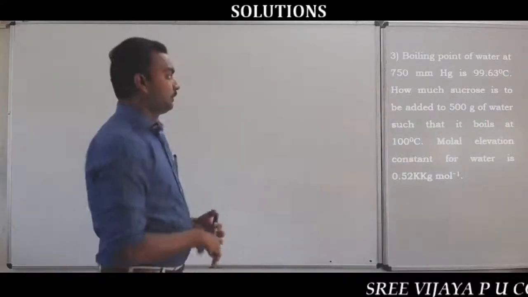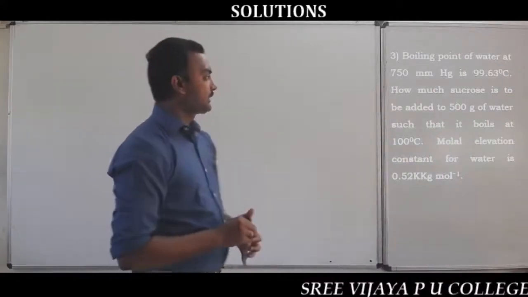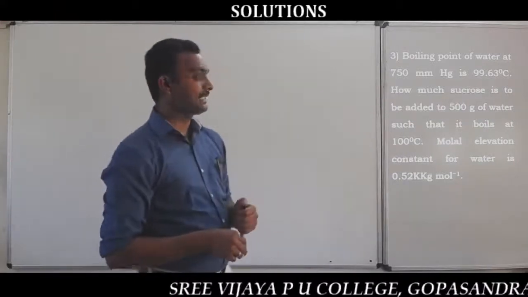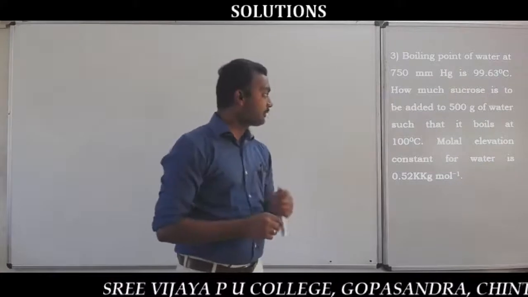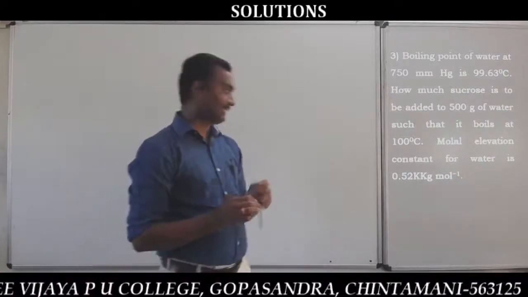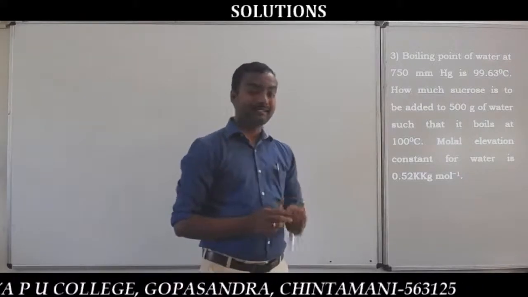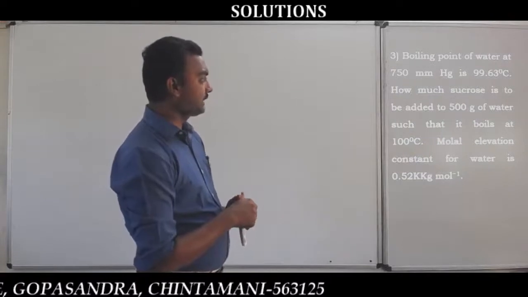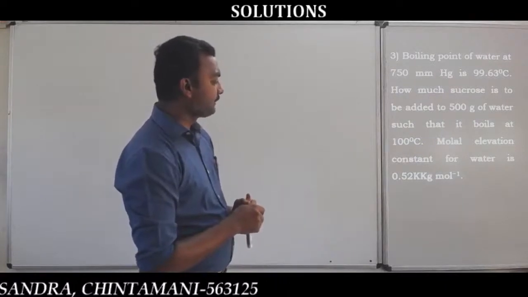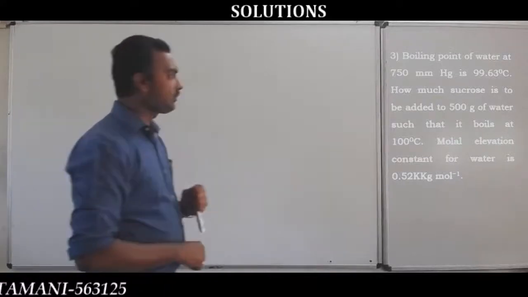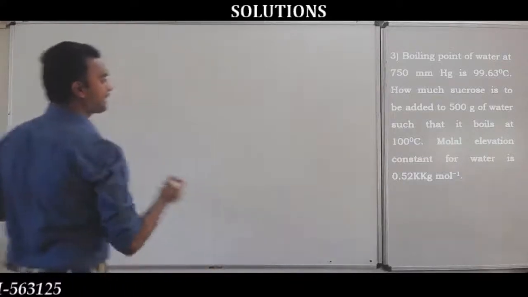The third problem: the boiling point of water at 750 mm mercury is 99.63 degrees Celsius. How much sucrose is to be added to 500 gram of water such that it boils at 100 degrees Celsius? The molar elevation constant for water is 0.52 Kelvin kg per mole. This problem is based on the elevation of boiling point. Here the water is the solvent.